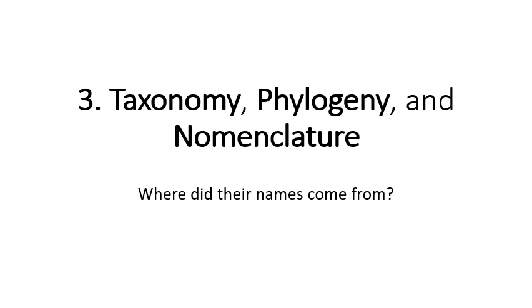Okay, and then how do we name all living things? Well, a formal way of naming things is referred to as a nomenclature. Right? So a nomenclature is a formal way of naming things. So let's learn about taxonomy, phylogeny, and nomenclature.